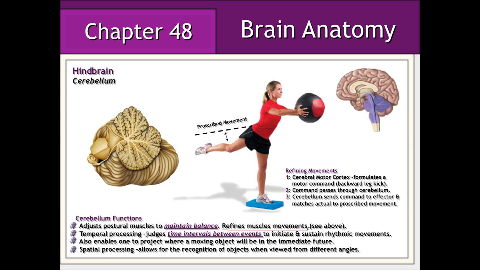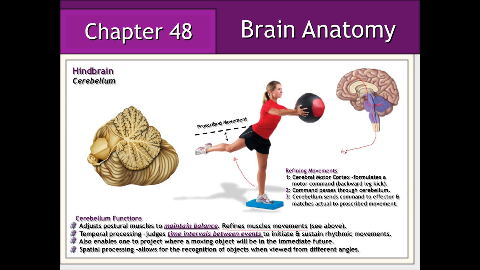Let's consider the following example. Let's suppose that an individual attempts to perform a back leg kick, as seen here. This activity will start with a command from the motor command center in the cerebral cortex. This signal will travel to lower brain centers, first the pons, which will then relay this signal to the cerebellum. From the cerebellum, this signal will then travel down the spinal column to the effectors in the lower leg, which will then carry out this activity.